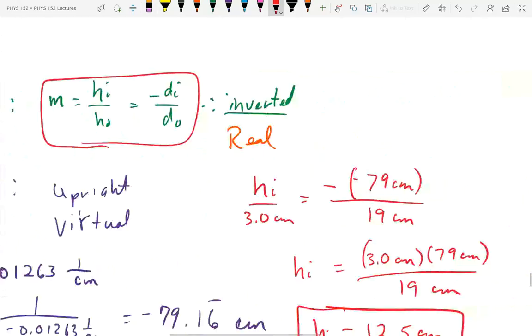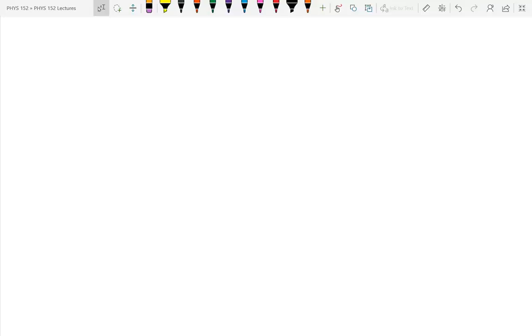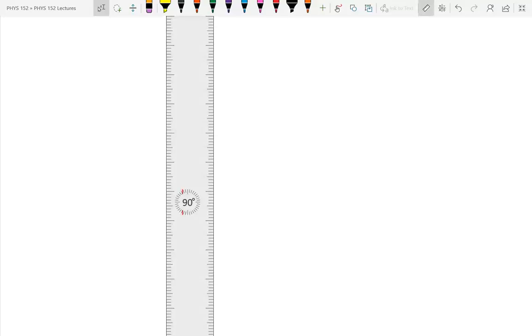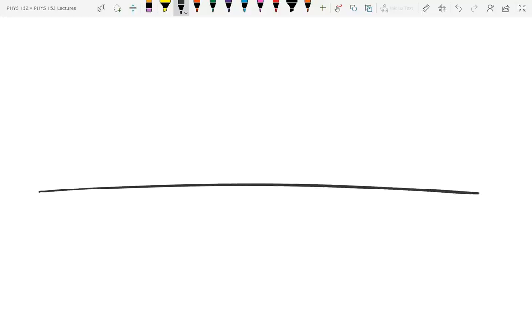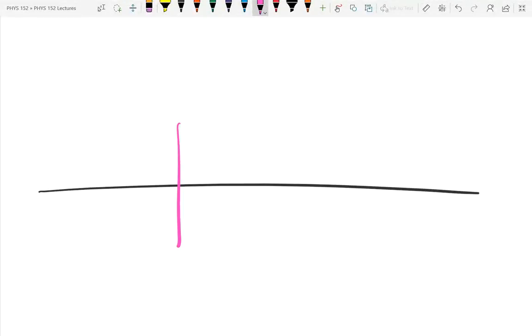Okay, so with the diagram, what's the first thing I should draw? I should first start with the principal axis. There's my principal axis. I'm doing this freehand because you saw the ruler tool not working again for me. It's got to do with the PDF, I'm sure. So I have the principal axis. Then I'm going to draw my lens. There's my lens.